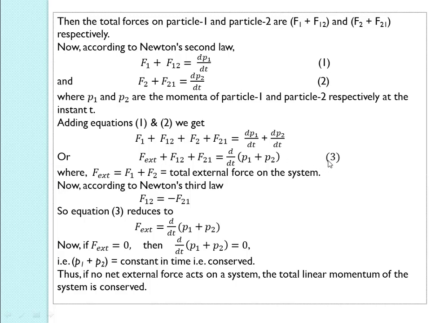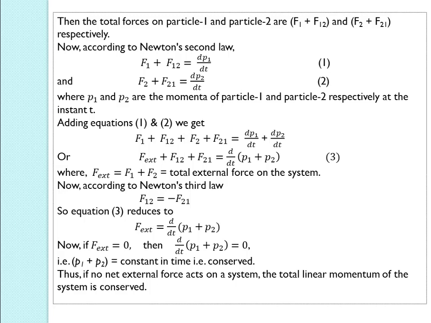This is equation number 3, where F external is F1 plus F2, which represents the total external force on the system. Now apply Newton's third law to equation 3. F12 and F21 are the action-reaction forces, so F12 is equal to minus F21. Then equation 3 reduces to the form: F external is equal to the time derivative of P1 plus P2.